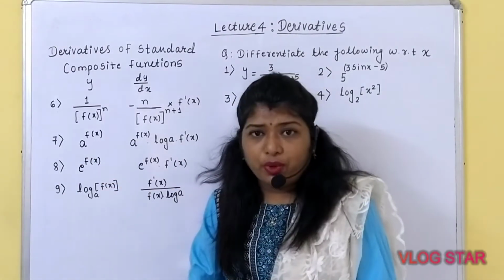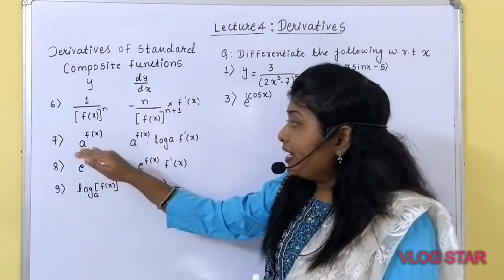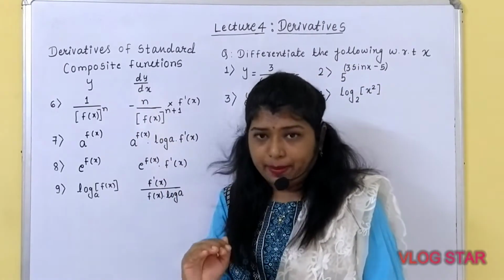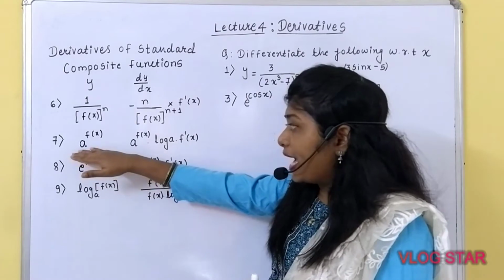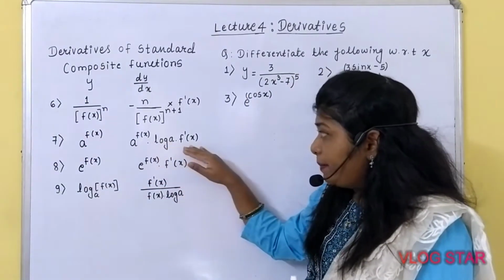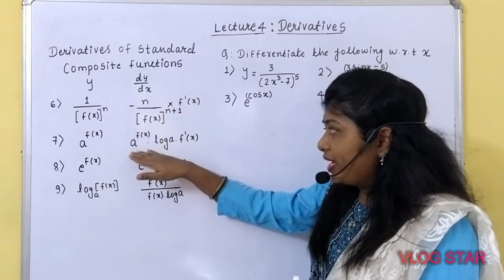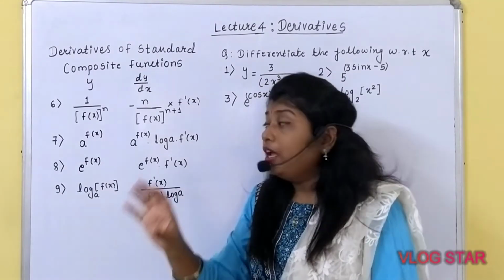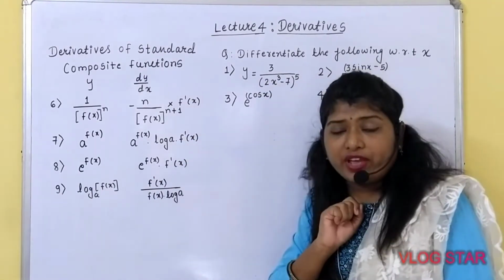Coming to the next formula, what is given? A raised to f of x, where a is a constant term, am I right? So if you need to calculate the derivative of this particular function, it is given by a raised to f of x into log a, that is the log of the constant, into the derivative of f of x, that is f dash of x.